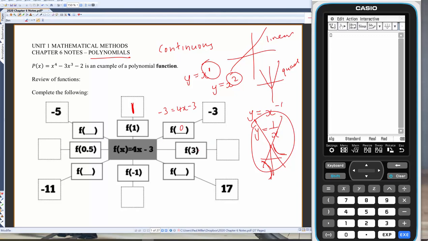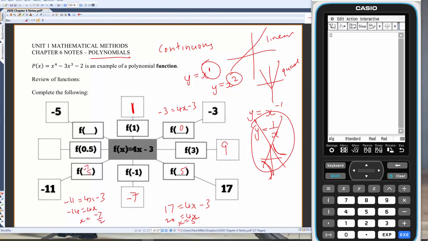F of 3 is 4 3s are 12. 12 take 3 is 9. F of what gives me 17? So 17 equals 4x take 3. 20 equals 4x. X is 5. So it would be f of 5. F of negative 1 is negative 4 take 3, negative 7. F of what gives me negative 11? Negative 8 equals 4x. X is equal to negative 7 on 2. It's allowed to be a fraction.